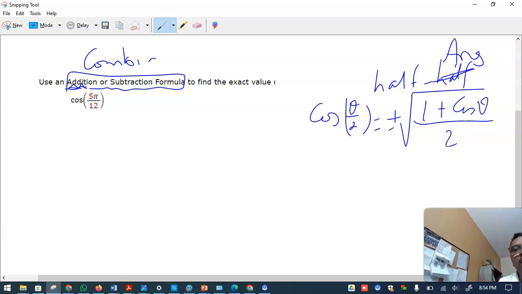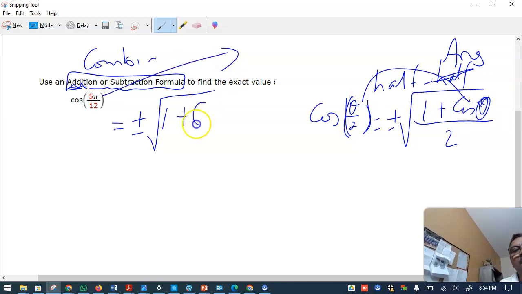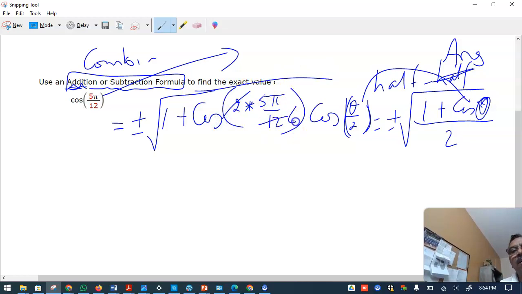So if you have this answer, cosine basically is plus minus square root of 1 plus cosine theta, from theta by 2. Then theta means kind of double this, so you make this cosine of double of that, so it is 2 times 5 pi by 12. Okay, so this becomes 5 pi by 6, and then of course divide by 2. So whether it is plus or minus, you can see that's 5 pi by 12.